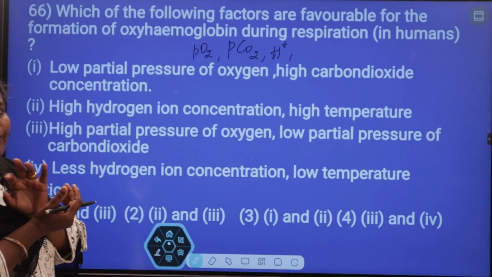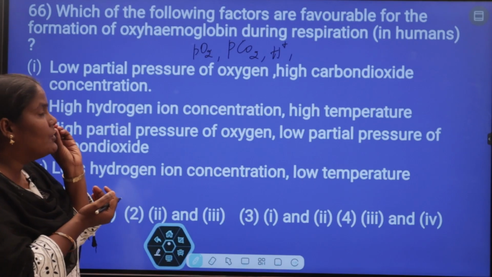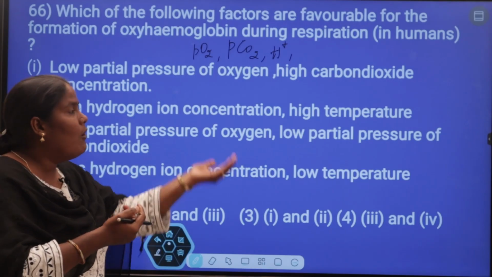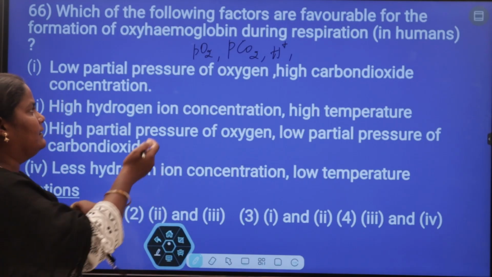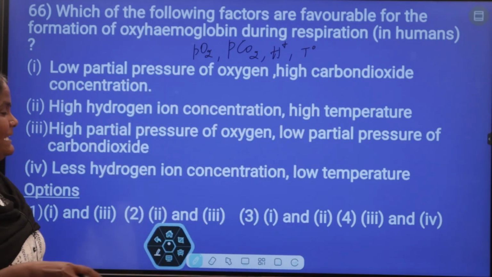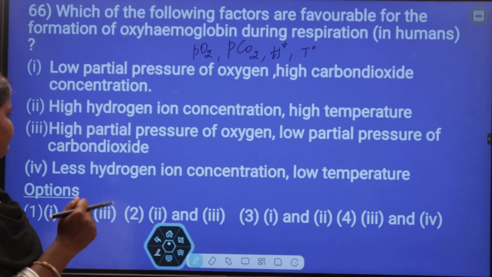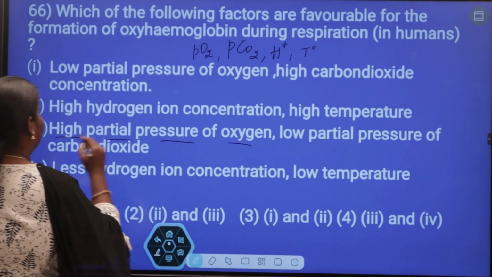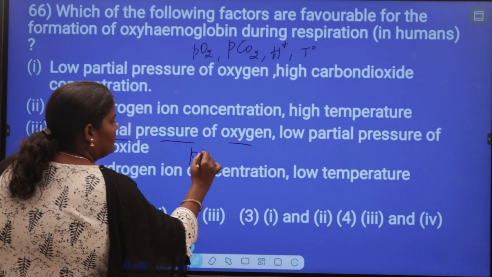So oxyhemoglobin favor. Partial pressure of oxygen, increased partial pressure of oxygen. All the other 3 factors are supposed to be decreased, the last one is the temperature. Based on that, the option is high partial pressure of oxygen. Yes, PO2 supposed to be high.